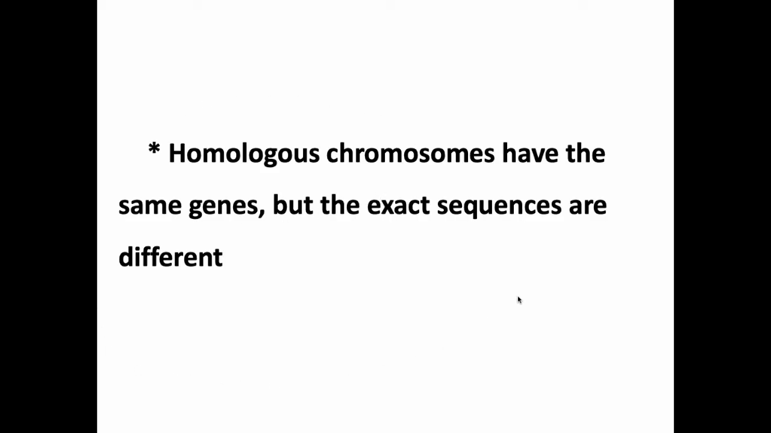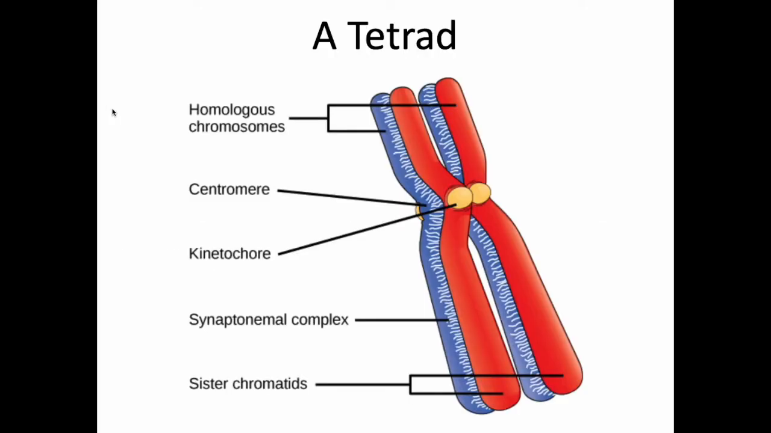And again, this is a good summary of what this is. Homologous chromosomes have the same genes as one another, but the exact sequences are a little bit different. So this tetrad has 2 sets of homologous chromosomes and their sister chromatids. So 2 sets of sister chromatids, 4 of these things total. Okay, I spent so much time on this because this is one of the most important differences between this and mitosis.